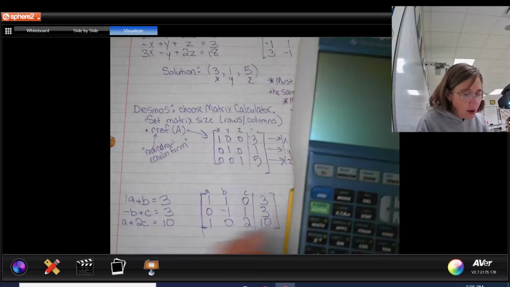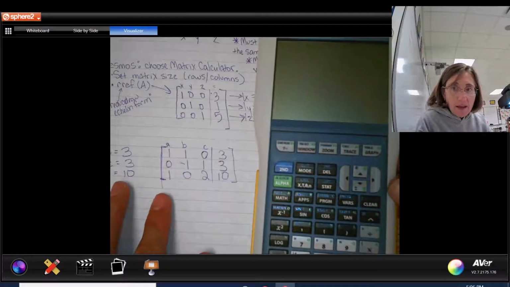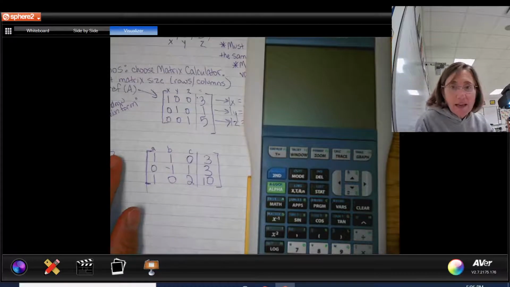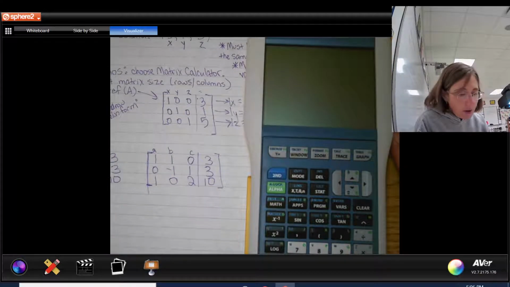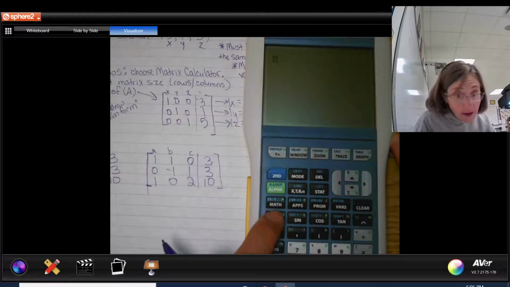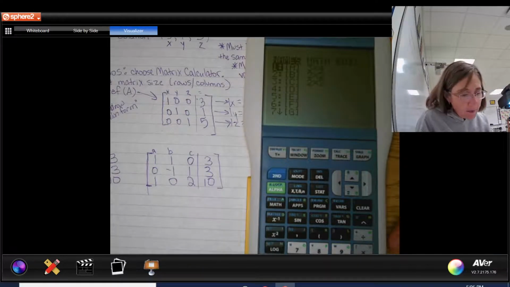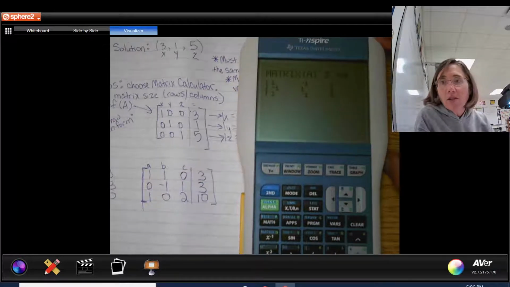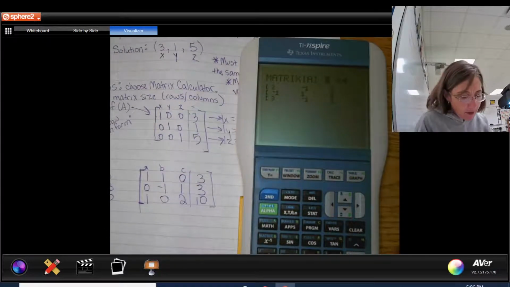So I've changed it into a matrix, and I think I'll use the Texas Instrument since that's what you're allowed to use on the SAT, if you would like. They have some that you could borrow if you're going to take that test. So let's see, I'm going to go to matrix, so second matrix. It's going to pull up my choices. I need to edit what A is. So I'm going to edit that. It's still a 3x4 matrix, so I can leave those dimensions the same where it says 3x4.